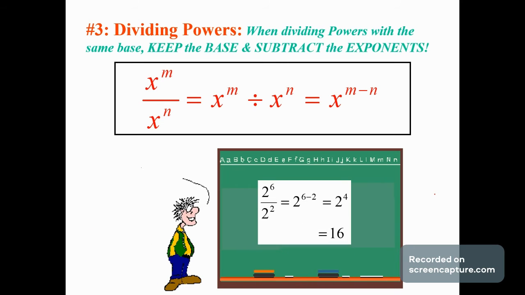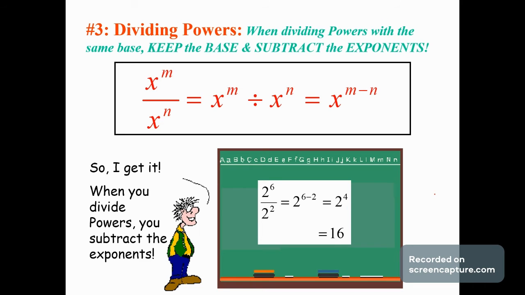If we have 2 to the power of 6 divided by 2 squared, we can simply express it as 2 to the power of 6 minus 2, which is 2 to the power of 4. So when you divide powers, and when we say powers, that includes the base and the exponents, we simply subtract the exponents if they have the same base.